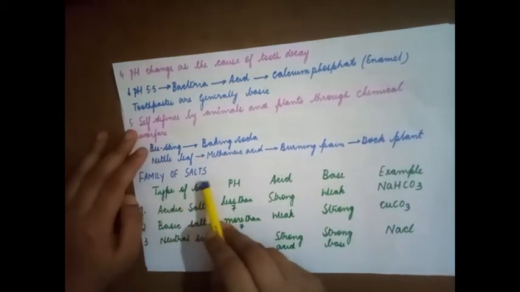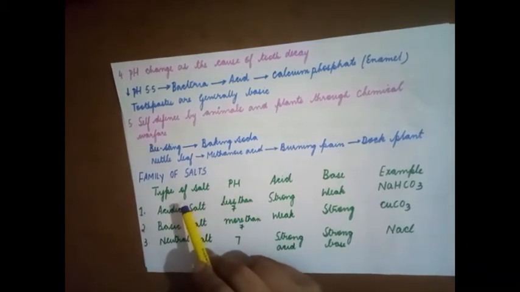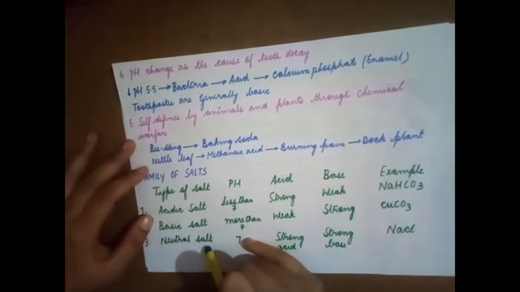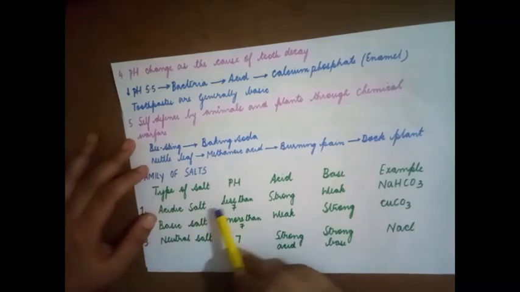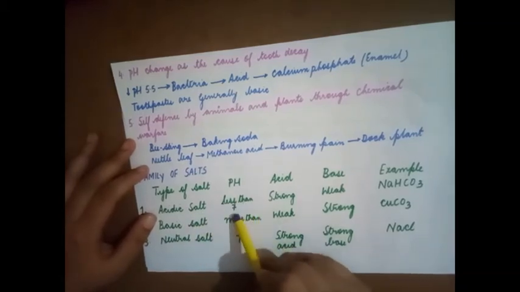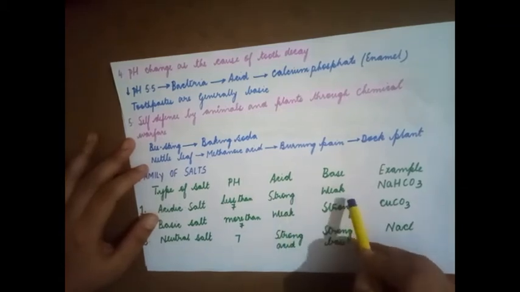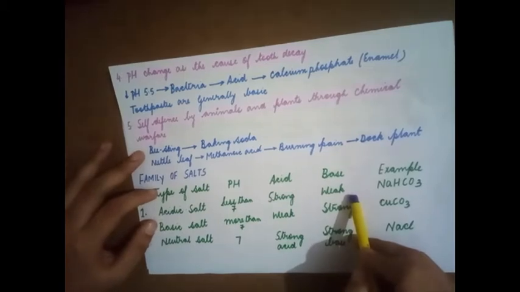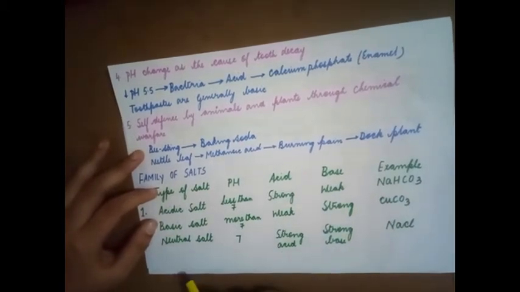Next, moving on to the family of salts. Now there are different types of salts: acidic salt, basic salt, and neutral salt. Now let's see how these salts are formed. Acidic salts have pH less than 7. When a strong acid and a weak base are mixed together, we get an acidic salt. This is sodium hydrogen carbonate. It is an example of an acidic salt.